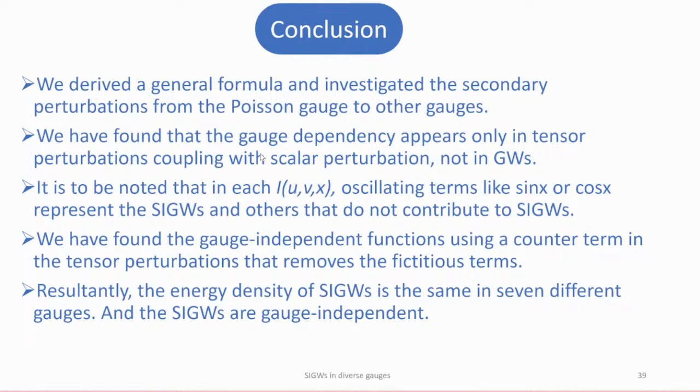Resultantly, the energy density of scalar induced gravitational waves is the same in different gauges, and the scalar induced gravitational waves are gauge independent. Here, we tried to solve this problem partially, but as you can see, it might be discussed further using the pulsar timing array data. We have to check further from the observational data that this is true. This is our further debate we are working on.